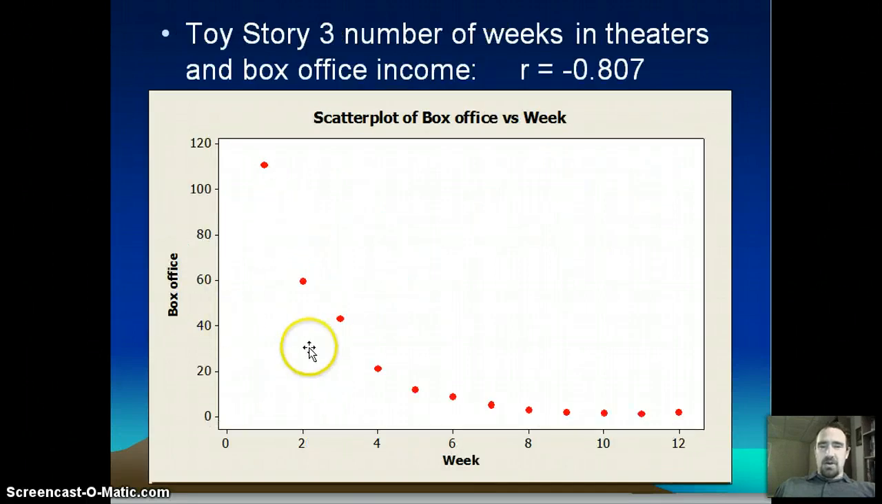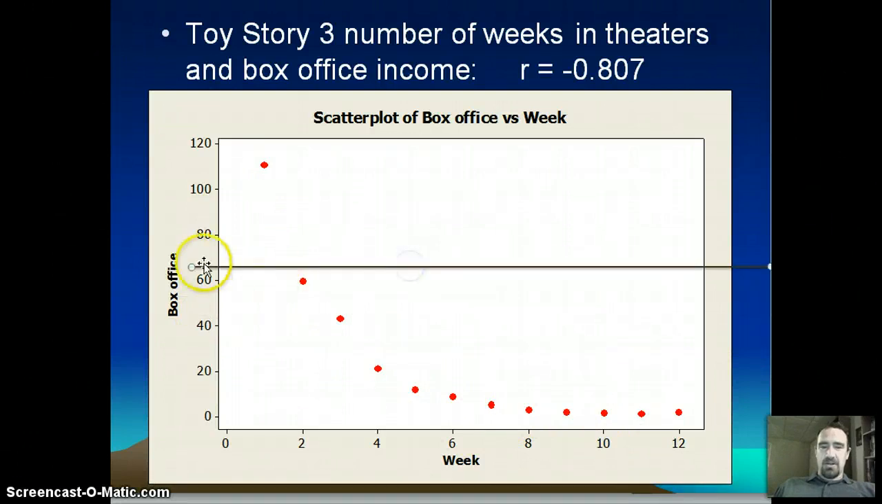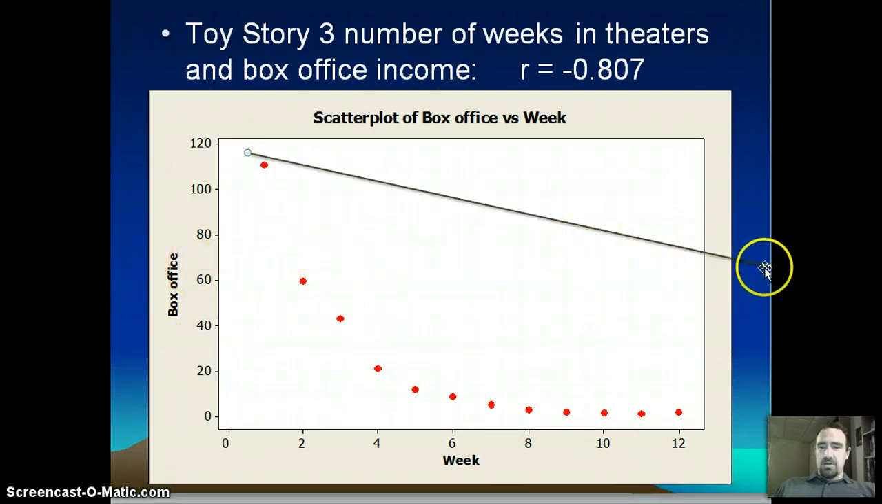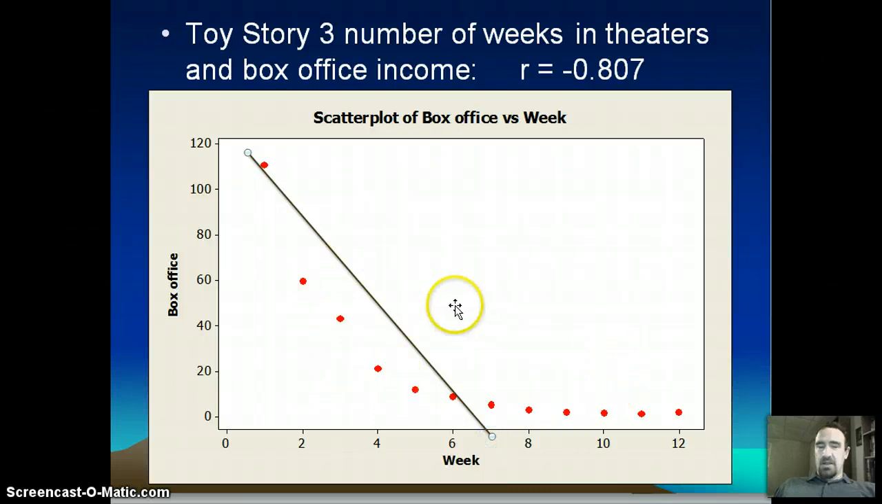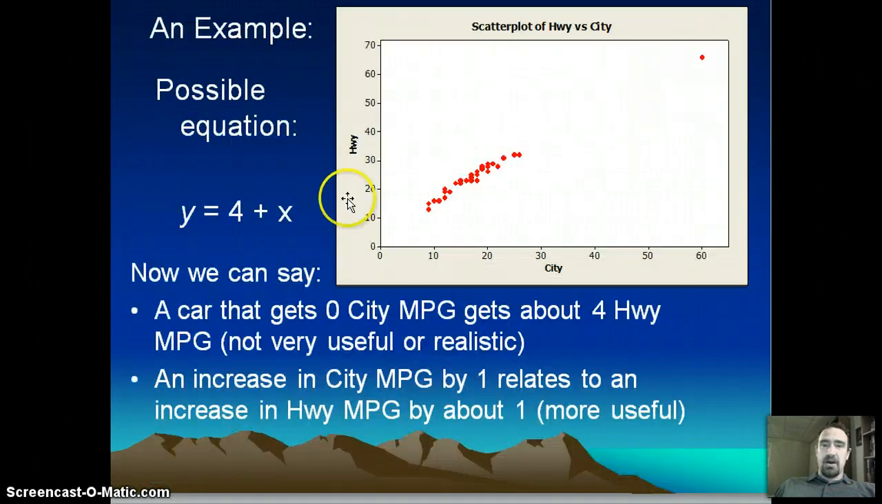Here's a data set where a line clearly isn't a good model. This is the week number and how much a movie was making at the box office. Clearly a curved set of data. If I try to draw a linear model here, there's no good way to do it. It doesn't do a good job of capturing the data in any way. So we want to make sure we make scatter plots and take a look at them and say, hey, this looks like a good set of data to use a linear model.